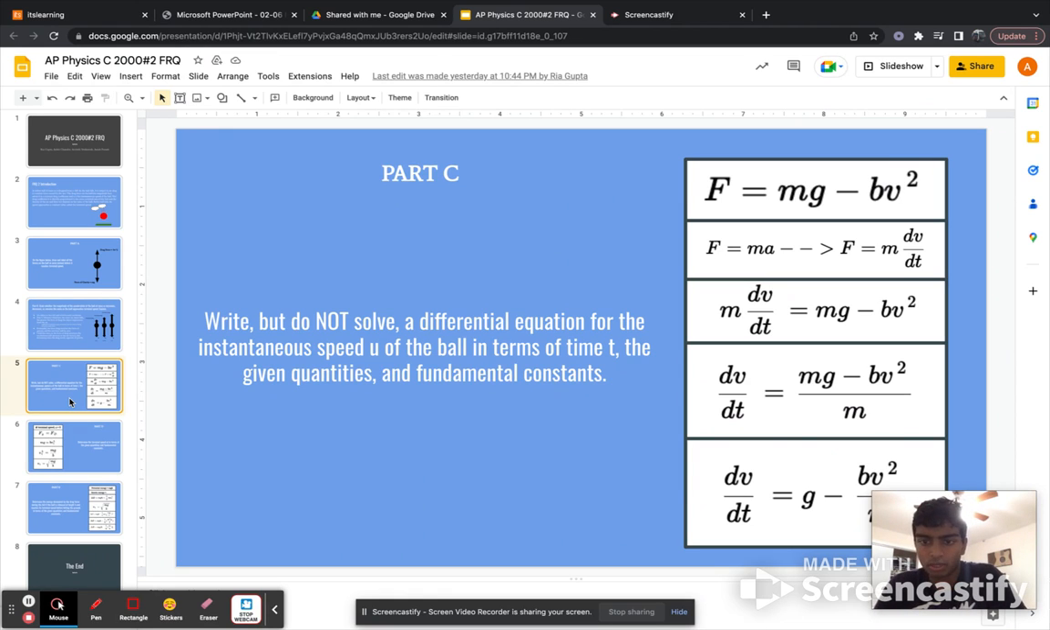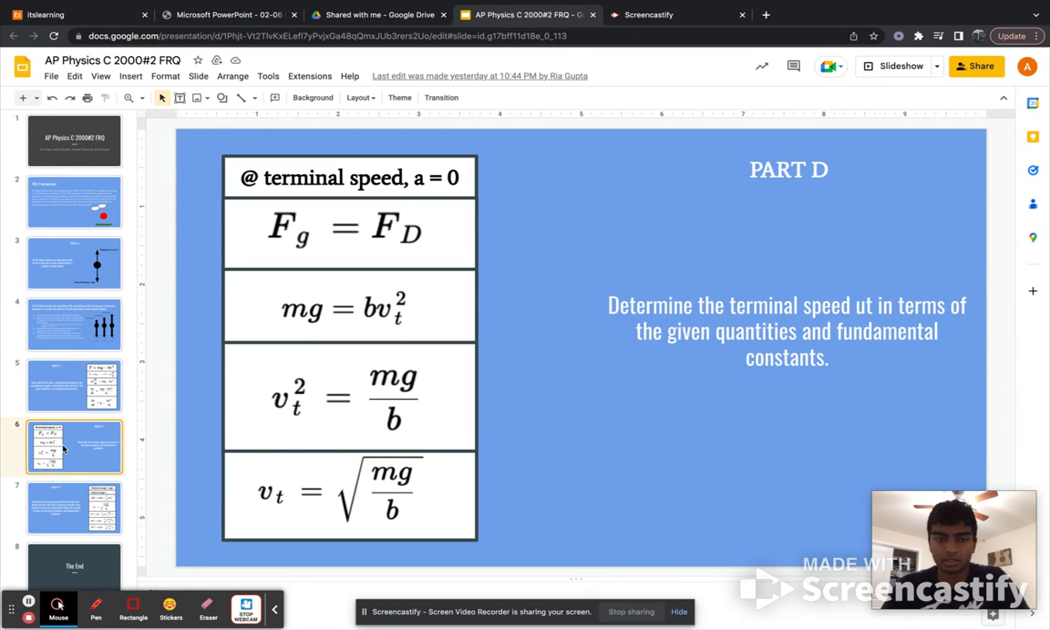And what we want is to solve for dv/dt, right? So let's divide both sides by m. After some simplification, we get dv/dt equals g minus bv squared over m. That's how we get it. Okay, so let's move on to part D.